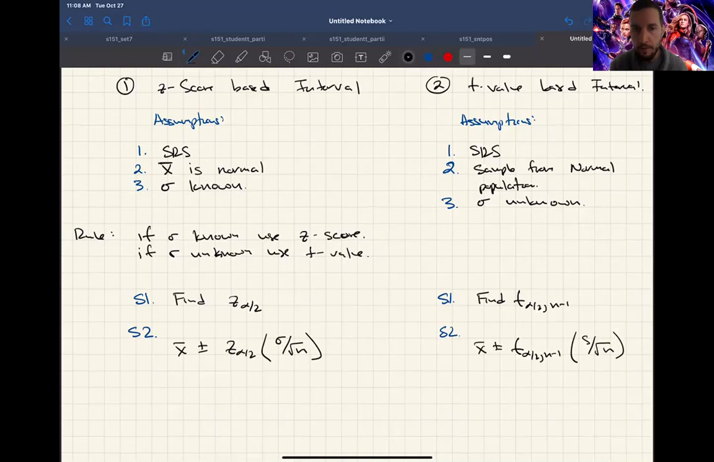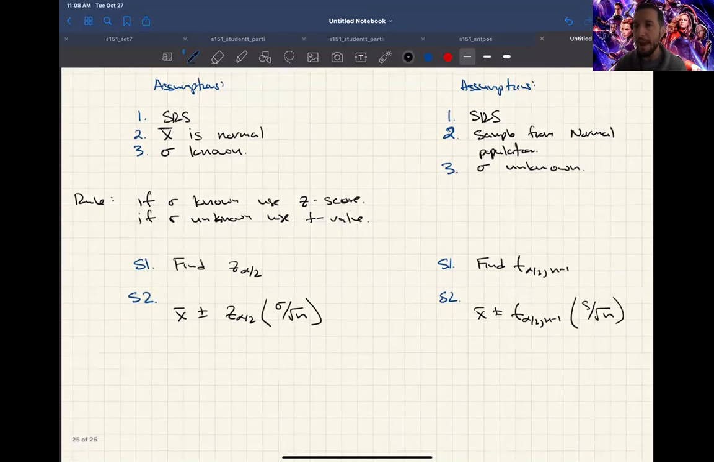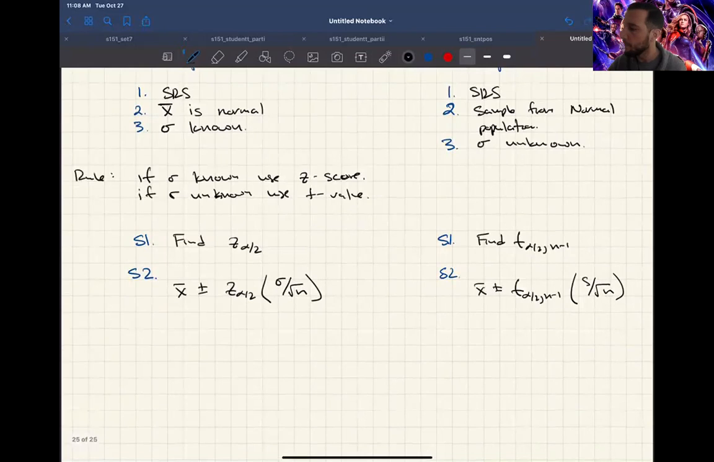For the z-score based one, we have sigma, so we have a z-score. For the t-value based interval, we have little s, where the sigma is in the other formula, and we have a t-value where the z-score is. So the structure of the formula is identical, but the values that we're plugging into it change based off of what we know. When we have sigma, z-score; when we do not, t-value.